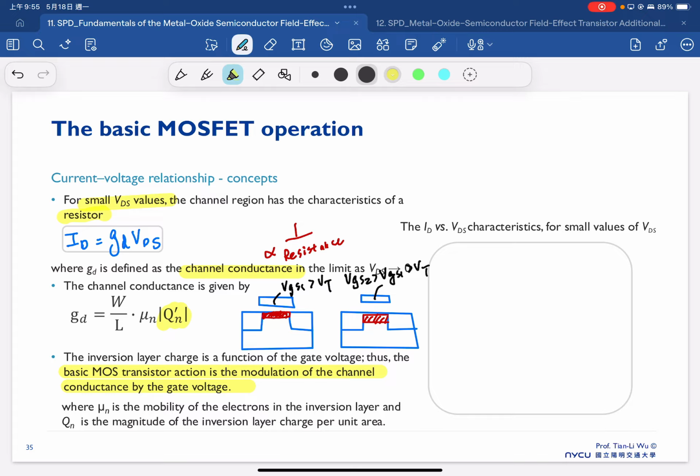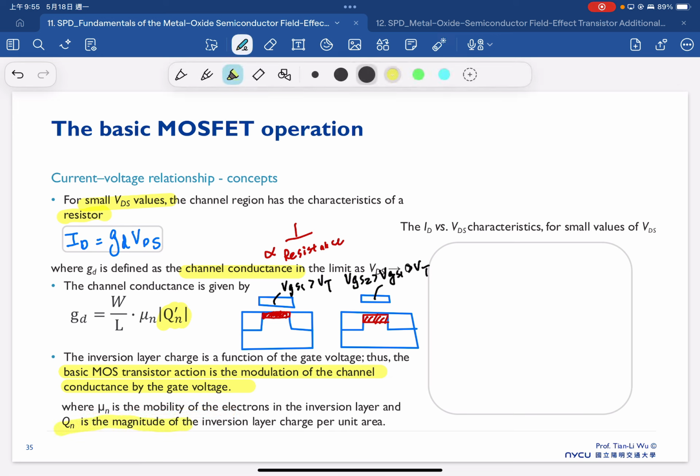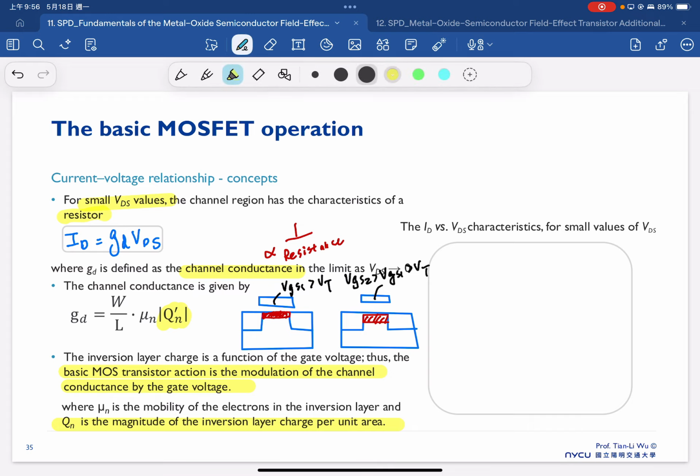So the drain current is proportional to our VDS, and we define this proportional factor as the channel conductance. The channel conductance is also correlated with several parameters, where mu is the mobility and Q1 is the magnitude of the inversion layer charge per unit area.